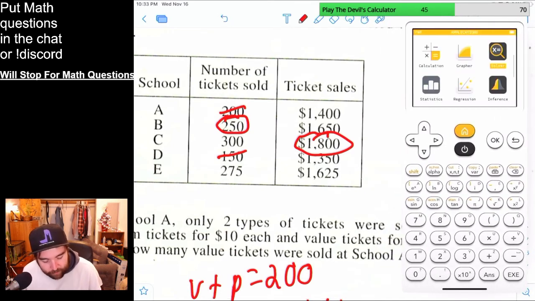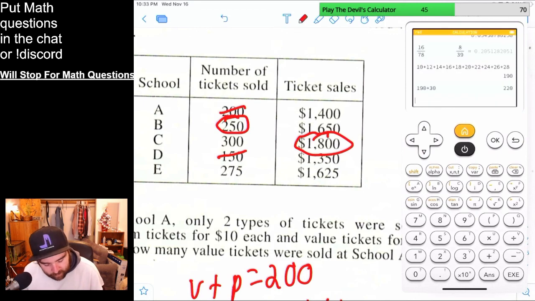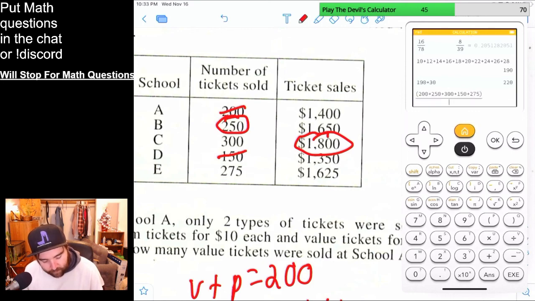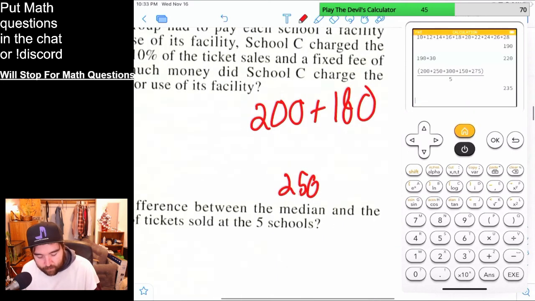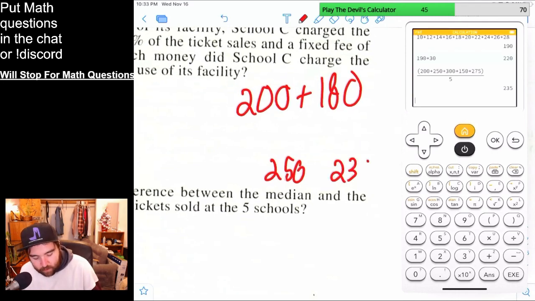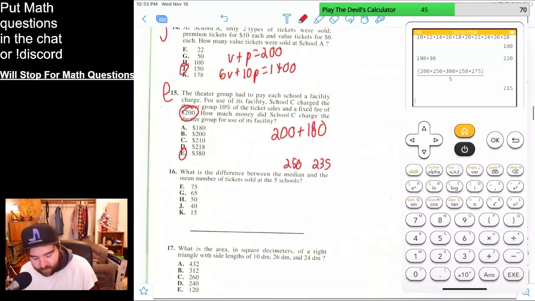NumWorks can also just take the average of a bunch of numbers if you put them in, but it's easy enough to just go 200 plus 250 plus 300 plus 150 plus 275, divide all of that by 5, and say that the average was 235. So what is the difference? 15.